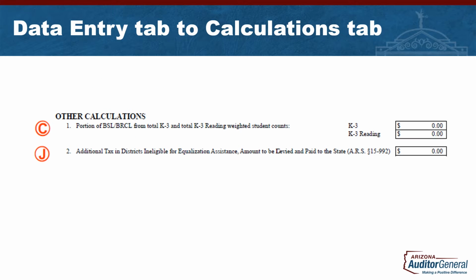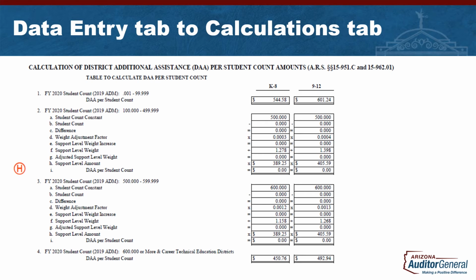The next section on the Calculations tab includes the K3 and K3 reading weighted amounts generated and also a line for additional tax in districts ineligible for state equalization assistance. Next, we have a copy of the table used to calculate the DAA per student count amounts. Again, we included it so that districts could see how their DAA amounts were calculated.